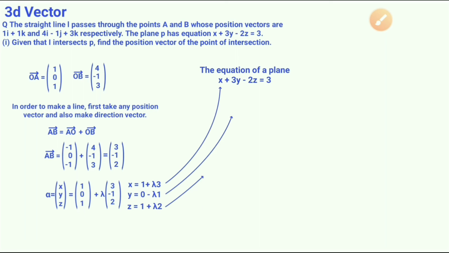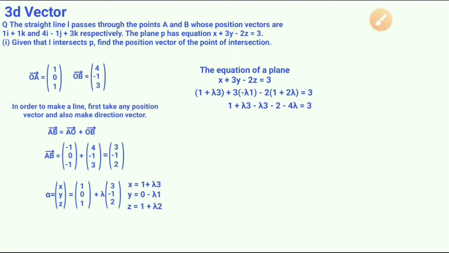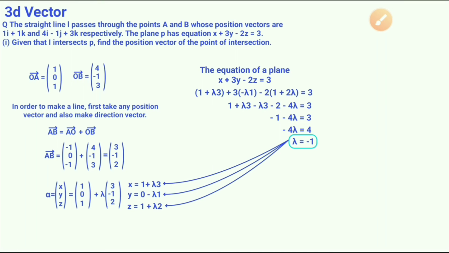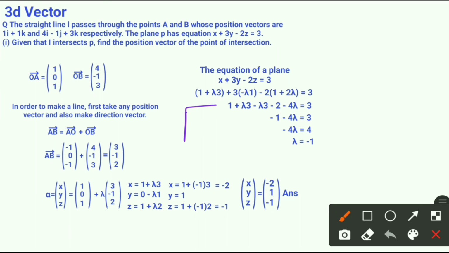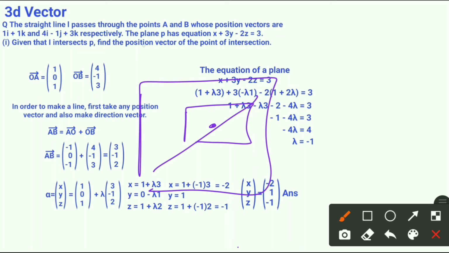The equation of a plane is this. Now you're going to put the values in it. Put the values, and you get the lambda value. Then you put this again, and you find the intersection points, because there is an intersection between a line and a plane. Okay, it's not in 3D form, so I hope you won't get confused by my graph.